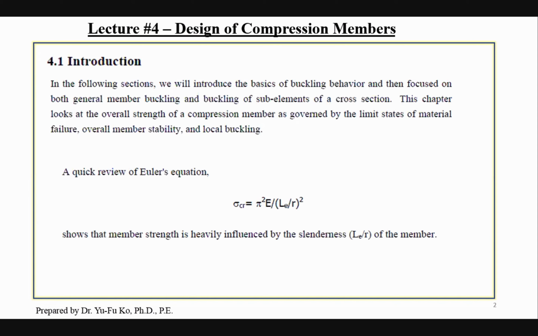So this chapter will look at the overall strength of compression member governed by three different limit states in strength for compression member. So there are material failure, global buckling, and local buckling. So there are three different limit states. Okay? Material yielding or failure, global buckling, and local buckling.